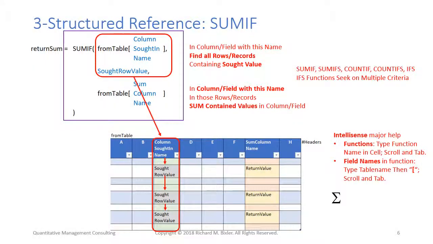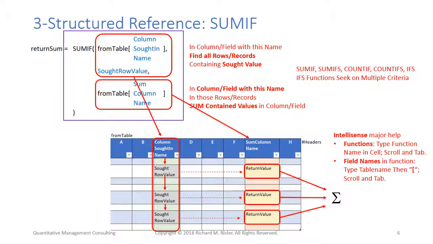The first two SUMIF parameters specify criteria for finding rows matching a sought row value in a from table. SUMIF searches for the sought row value in a column named by the column sought in name parameter in the from table. Multiple rows may match that criterion. The third SUMIF parameter, sum column name, specifies the name of the column in from table that contains values to be summed in matching rows.